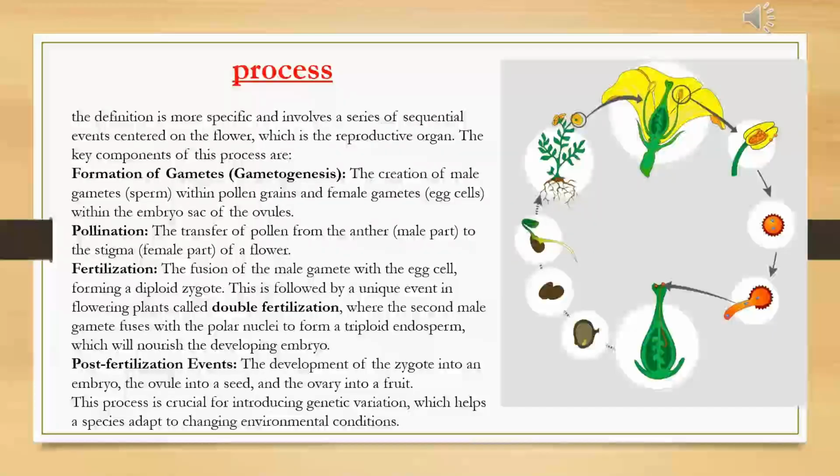Now, after the fertilization, some events will take place called post-fertilization events. The development of the zygote into the embryo will take place here, the ovule into a seed and the ovary into a fruit. This process is crucial for introducing genetic variation, which helps a species adapt to changing environmental conditions.